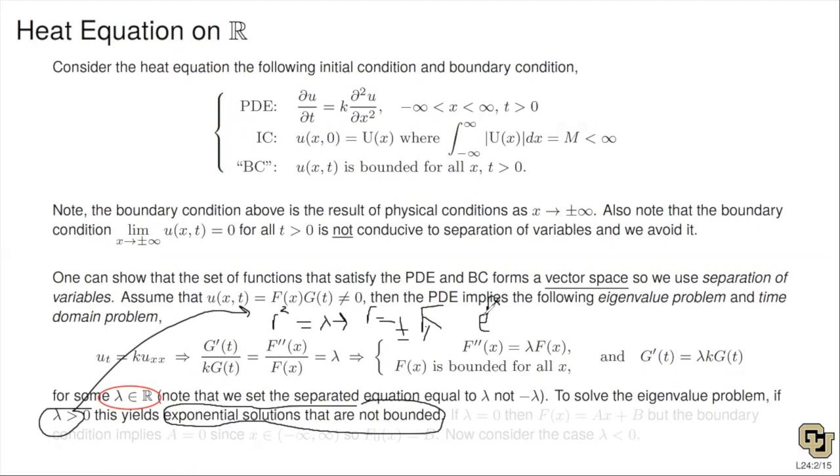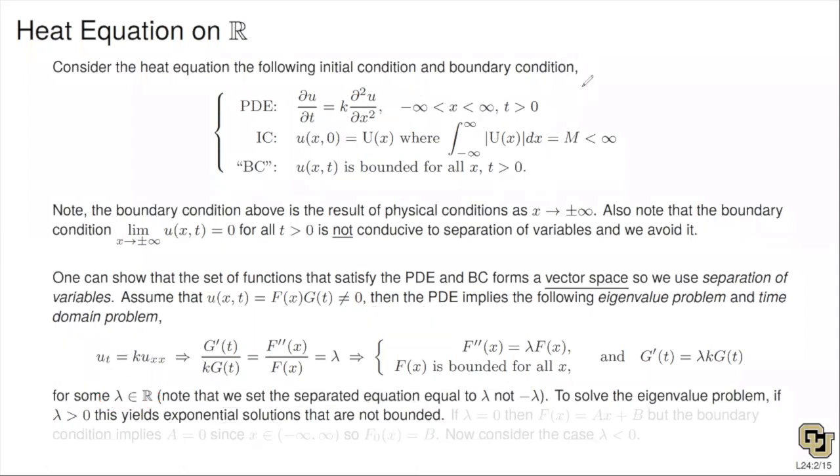That would be e to the rx, that would be e to the square root lambda x. It's not complex because lambda is positive. So these are good old-fashioned real exponential functions. When you send x to infinity, one of them will blow up. You send x to negative infinity, the other one will blow up. So in the lambda greater than 0 case, we can't have any exponential solutions because they're not bounded.